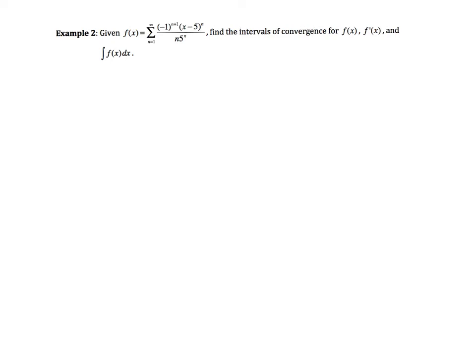Well, first we have to find the interval of convergence for the regular function itself. So, ratio test. We're going to take the absolute value, and really we're going to do the n plus 1 term. So that's going to be x minus 5 to the n plus 1 over n plus 1 times 5 to the n plus 1. I know, it's awful, right? Divided by, so times the reciprocal of all of this business.